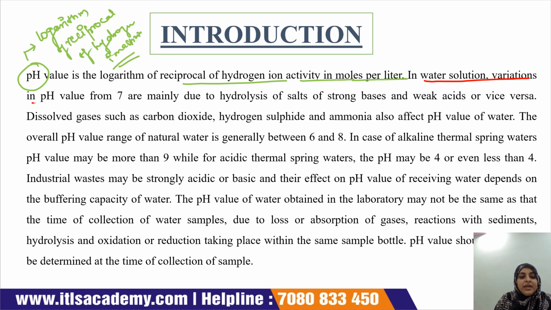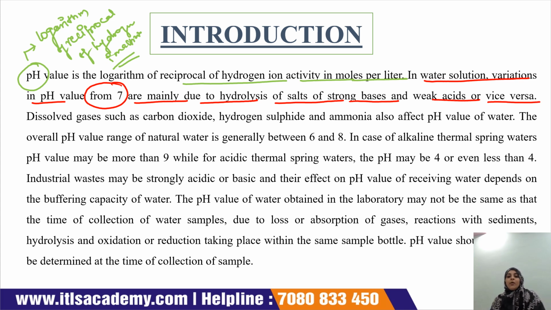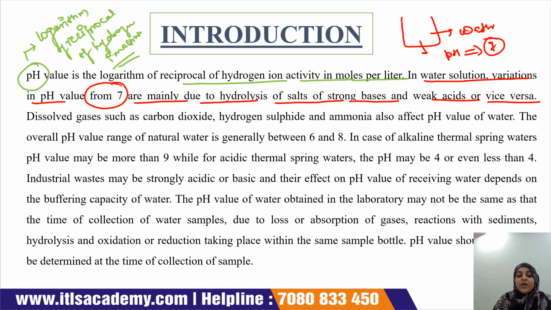solution variation in pH value from 7 is mainly due to the hydrolysis of salt of a strong base and weak acid, or vice versa. If we take the example of a water solution, and there is a variation of pH value from 7, it is either due to the hydrolysis of a salt of a strong base and weak acid, or from a salt of a strong acid and weak base.